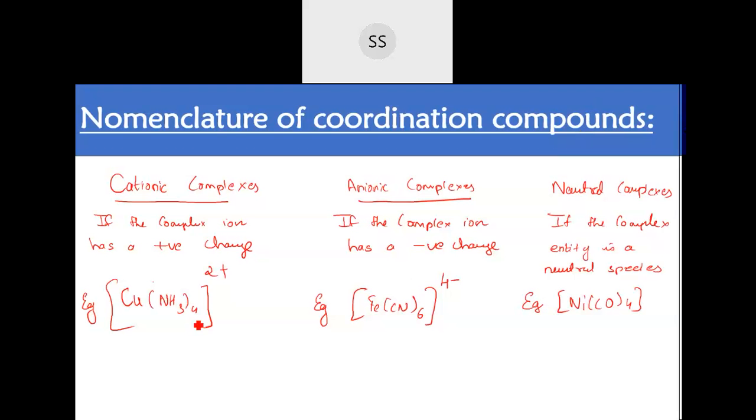So in the cationic complex, what you will observe is there is a complex entity which will carry a positive charge, and in an anionic complex you will see that the anionic entity will carry a negative charge, and in the neutral complexes you don't find any charge on the particular complex entity. Okay, so that will be a neutral complex.